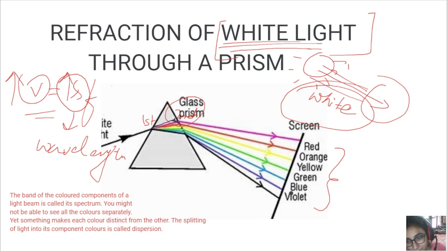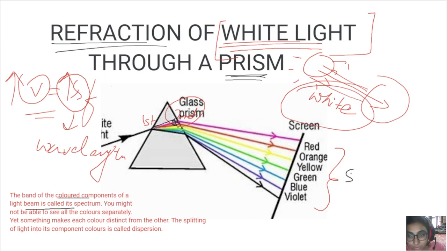So like this, by the time you come to violet, you understand that violet gets deviated the most because its wavelength is the lowest, so its speed is the lowest. Its deviation as a result is the highest. It gets deviated the most. Okay. So this is the whole concept of VIBGYOR, how refraction through a prism disperses white light into its individual colors. The band of the colored components of the light beam is called spectrum.